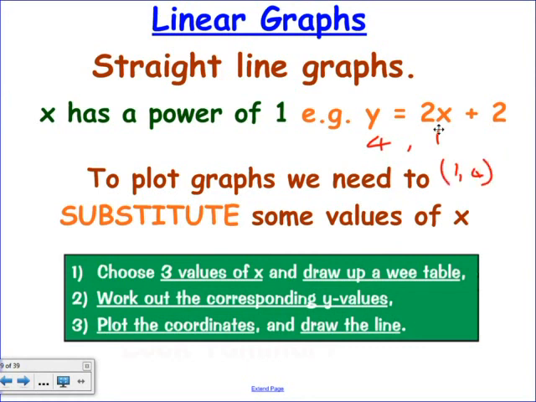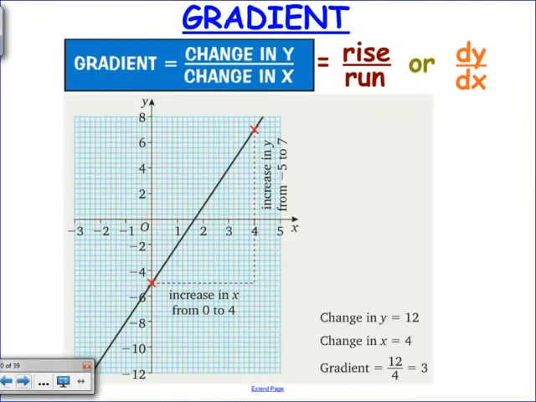How many points do you plot on a graph? Straight line, 3. The reason you plot 3 points is if you've got 1, 2, 3, they should all be in a straight line. If you made a wrong calculation, they'll be all over the place and you'll know that you've done the calculation wrong. Okay? So plotting graphs that way is all about substitution.